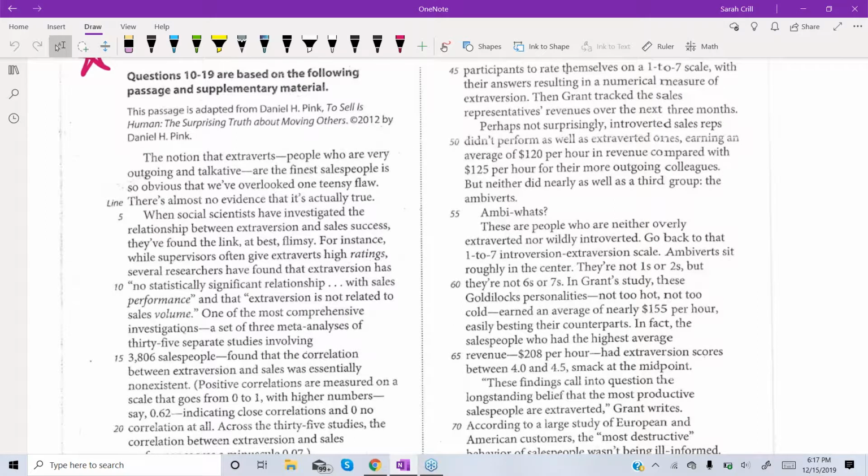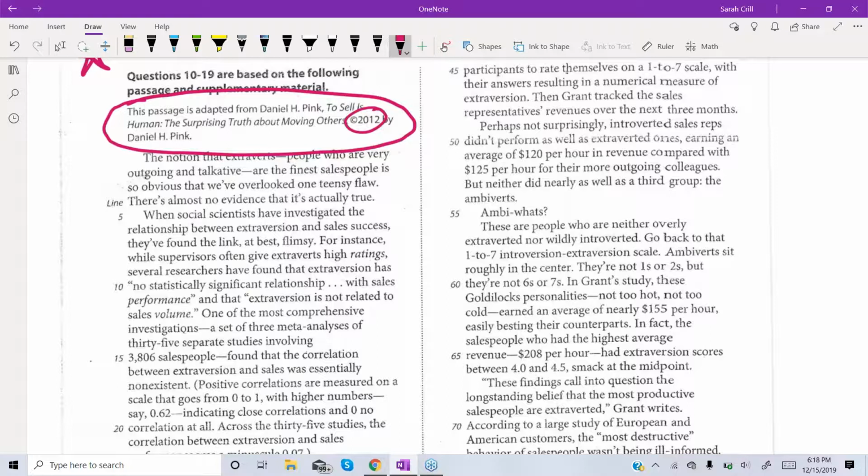One thing that you'll notice is that it has a little summary up here stating what it's about, the surprising truth about moving others, right? And then you also have the time period in which it was written. So when you're prioritizing your passages, when you're figuring whether or not you should do this passage right now or maybe leave it till later, you're going to look at that time period and look at the general idea. So this is more of a social studies passage, right? Or maybe even a science passage. So this would be a passage that you would do first.